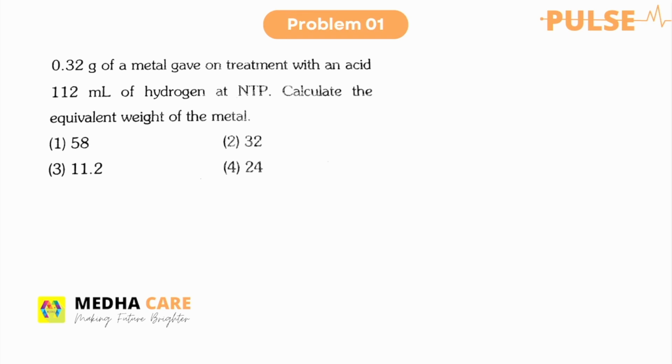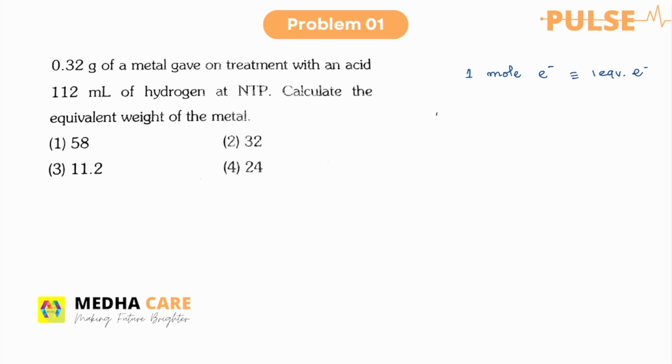The question says, if we have 0.32 gram of metal that on treatment with acid gives 112 ml of hydrogen at NTP, we have to calculate the equivalent weight of the metal. To solve this problem, you have to know one concept, that 1 mole of electron is equal to 1 equivalent of electron.